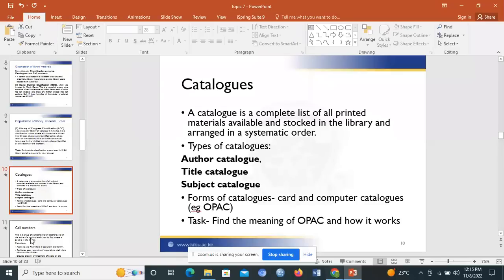Then we have forms of catalogs, and we have two major forms. We have the card and the computer. The card catalog is still used in some libraries.